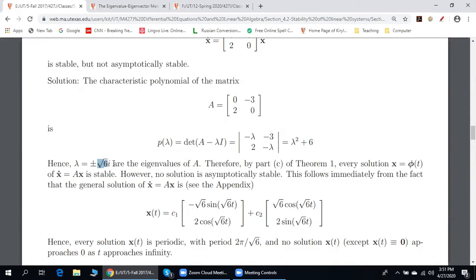And observe, the dimension of each eigenspace cannot be lesser than 1. So multiplicity is equal to dimension, therefore all solutions are stable. And the explicit formula confirms our conclusion. Since all components are bounded functions, all solutions are stable. Any questions? Do you mind going over part C of Theorem 1 one more time?